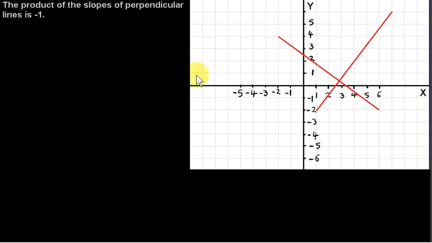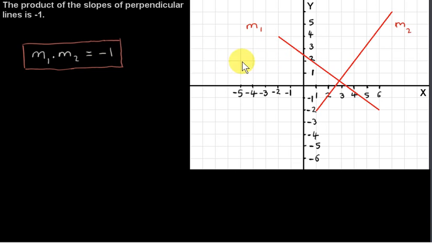Let's consider perpendicular lines. I've drawn two lines that are actually perpendicular to each other here. Let's call the slope of this first line M1 and the slope of this second line M2. Now it's a fact that the product of the slopes of perpendicular lines is -1. So if these two lines are perpendicular, then if we multiply M1 by M2, we should get -1. So we get the product of the slopes. That means we multiply the slopes of the lines together.